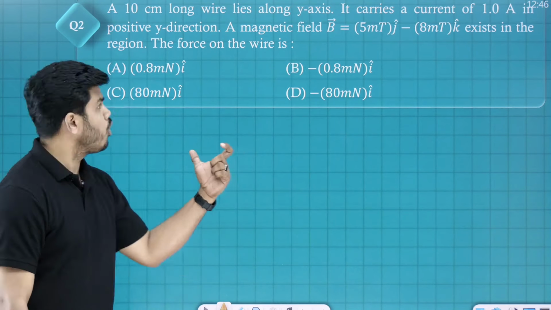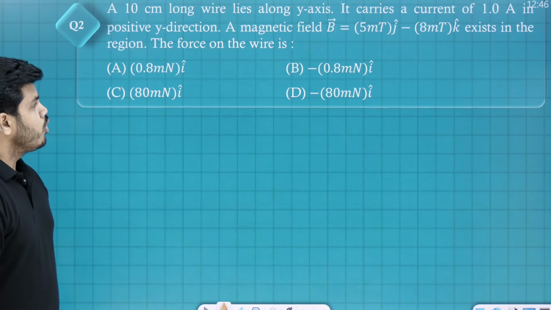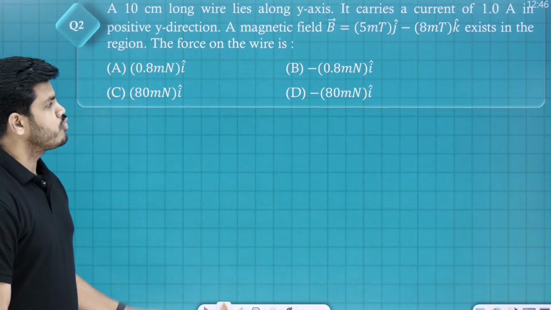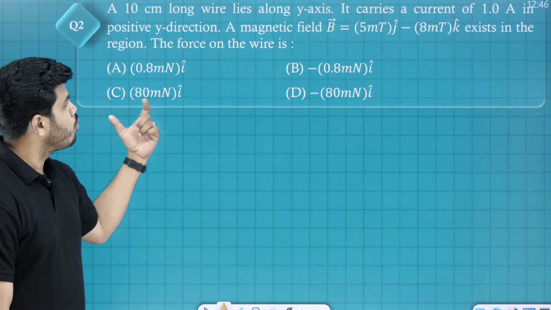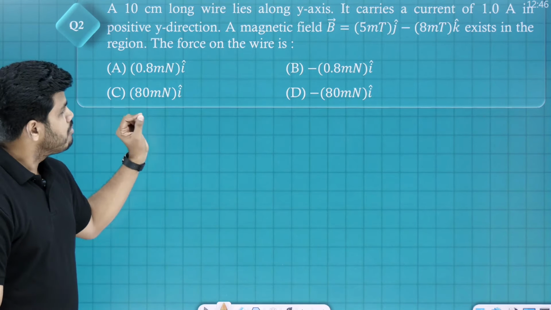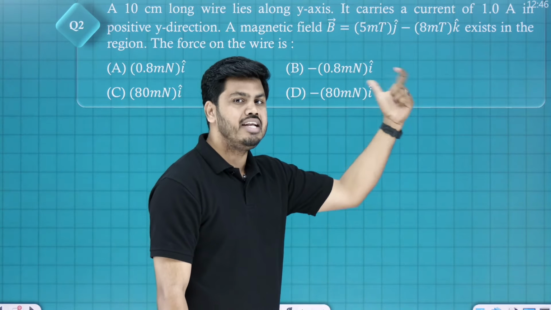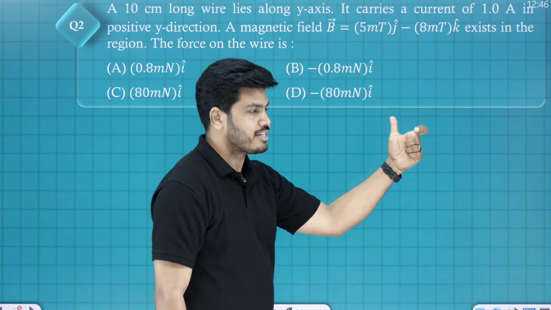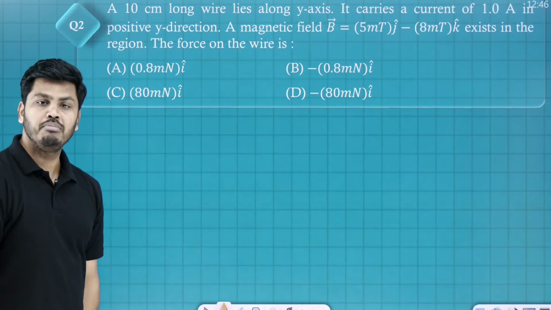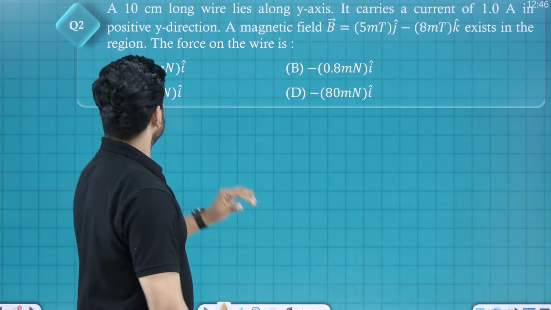A 10 centimeter long wire lies along the Y axis. It carries a current of 10 ampere in the positive Y direction. A magnetic field B is given in vector form as 5 millitesla J cap minus 8 millitesla K cap, and it exists in the region.